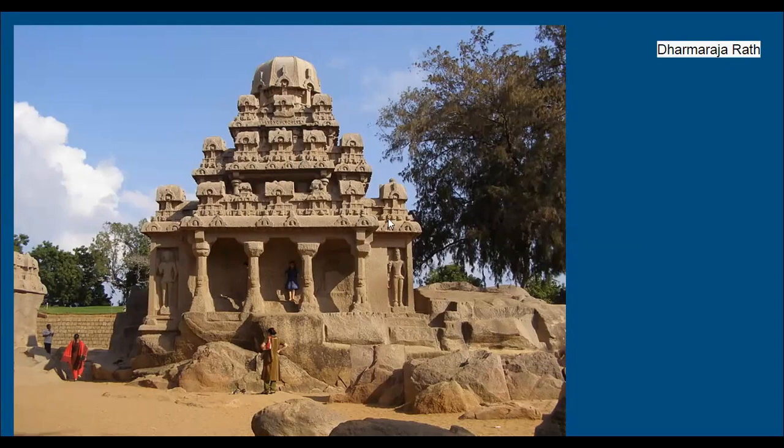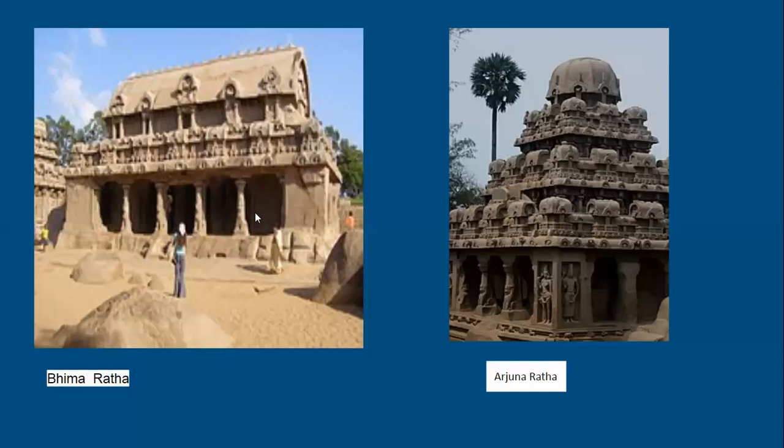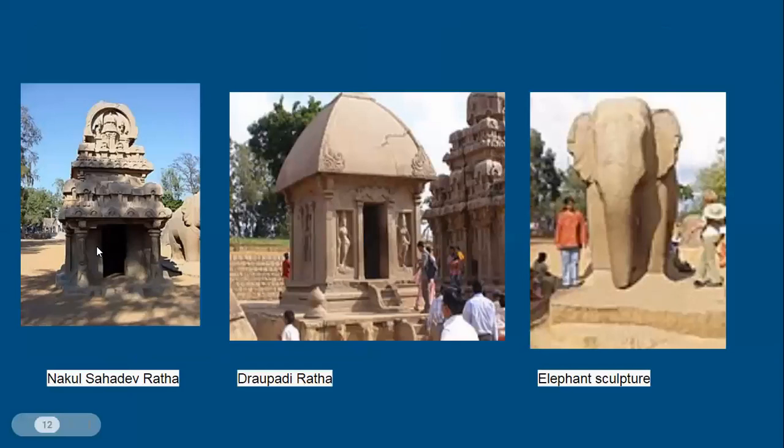Then coming to the next Ratha, this is the Bhim Rath, and here there is an Arjun Rath. Then we have the Nakul Sahadev Rath, which is a joint Rath, and the next one is the Draupadi Rath, and the last one is the elephant sculpture. So these are the second group of temples built under Narasimhavarman I, also called Mahamalla.